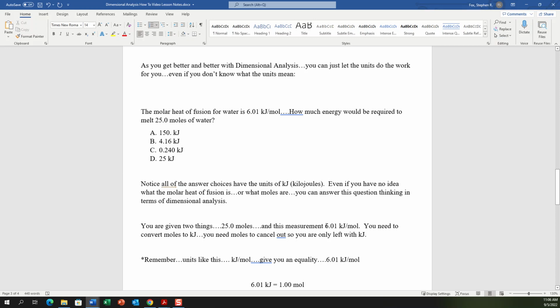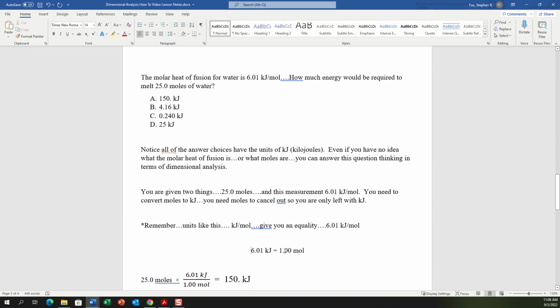You know that if you have a measurement unit per unit, so energy per mole in this case, you can make it into a conversion factor. You can make it an equality, and from an equality, you can make your 2 conversion factors. So the goal is take your 25 moles and convert it to kilojoules using this as a conversion factor.